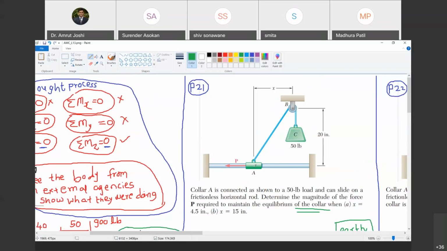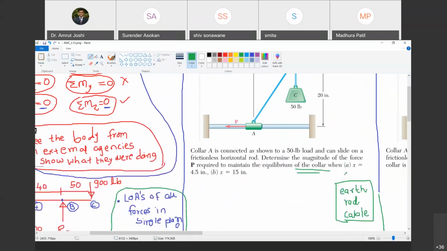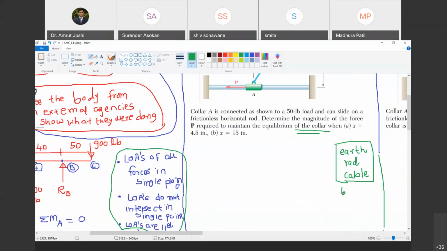Now, is force P external to the collar? Yes, sir. Yes, and that P must be applied by some body. So I am going to add one more thing in this list: body which applies force P. Do you agree with me?